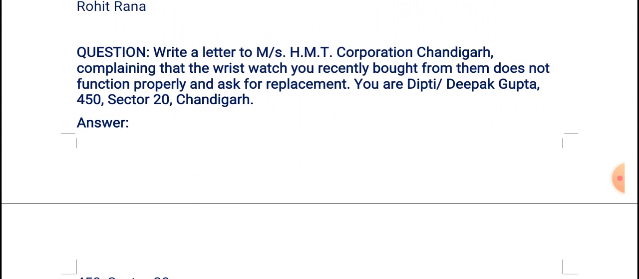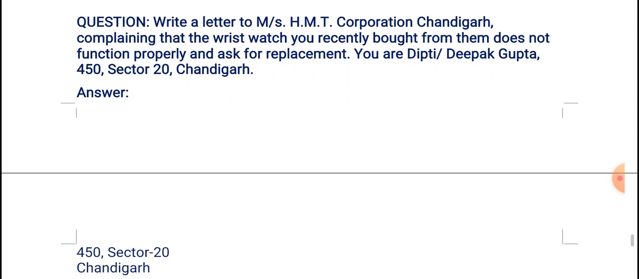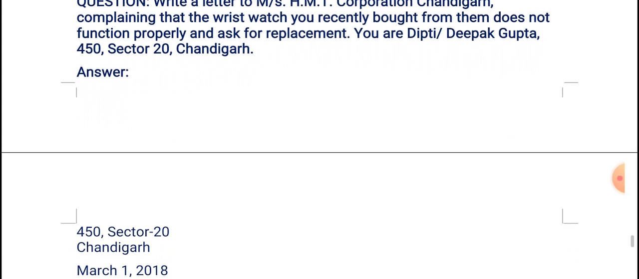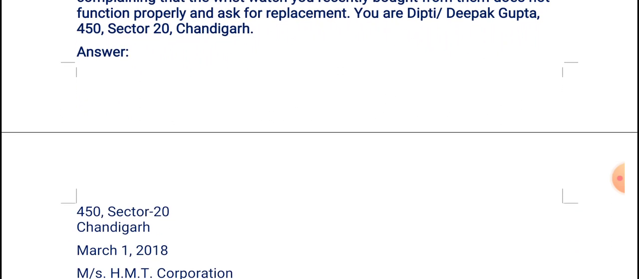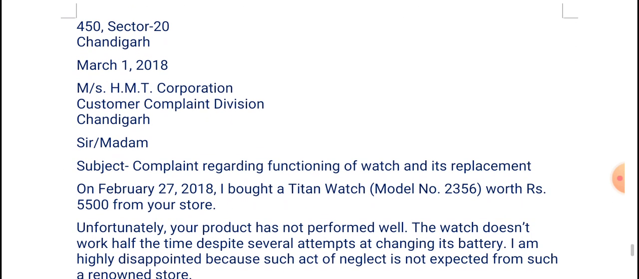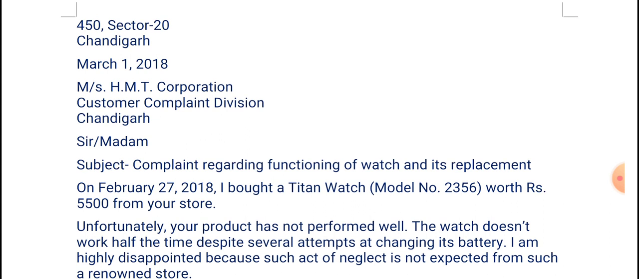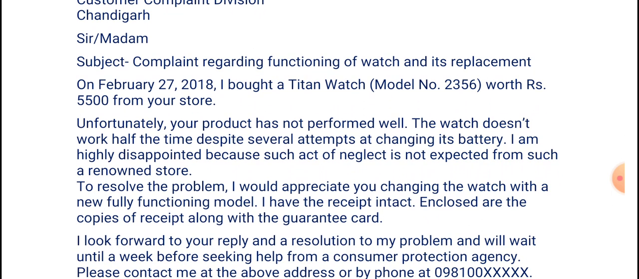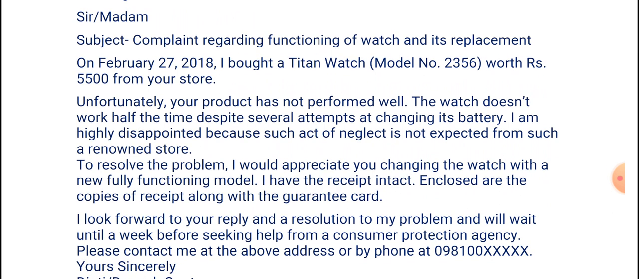Write a letter to MSHMT Corporation, Chandigarh, complaining that the wristwatch you recently bought from them does not function properly and ask for replacement. You are Deepti Deepak Gupta, 450 Sector 20, Chandigarh. And in this way the answer is given. Heading is there, receiver's address is there, salutation is there, subject is there. Subject can be after salutation. This is there in modern style also, so you can write the subject after salutation.